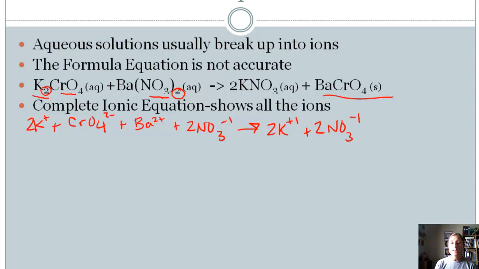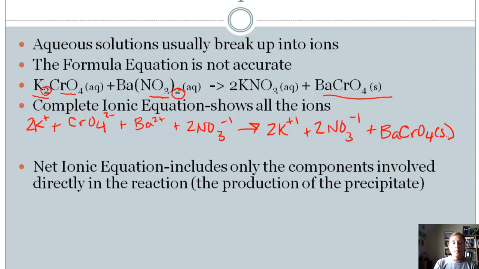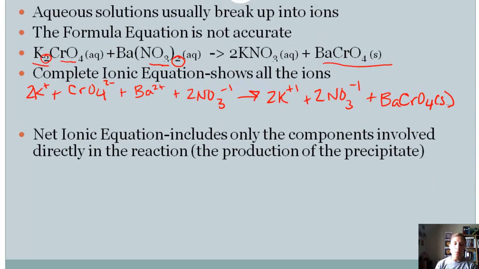And then barium chromate is a solid. It's not going to break apart into ions, and so we're going to reflect that by keeping it together. Okay, then we need to write what's called the net ionic equation. This includes only the components that are involved directly in the reaction, the ones that are actually producing the precipitate. The rest of the ions are called spectator ions. They're kind of just there, but they're not really contributing to the product.